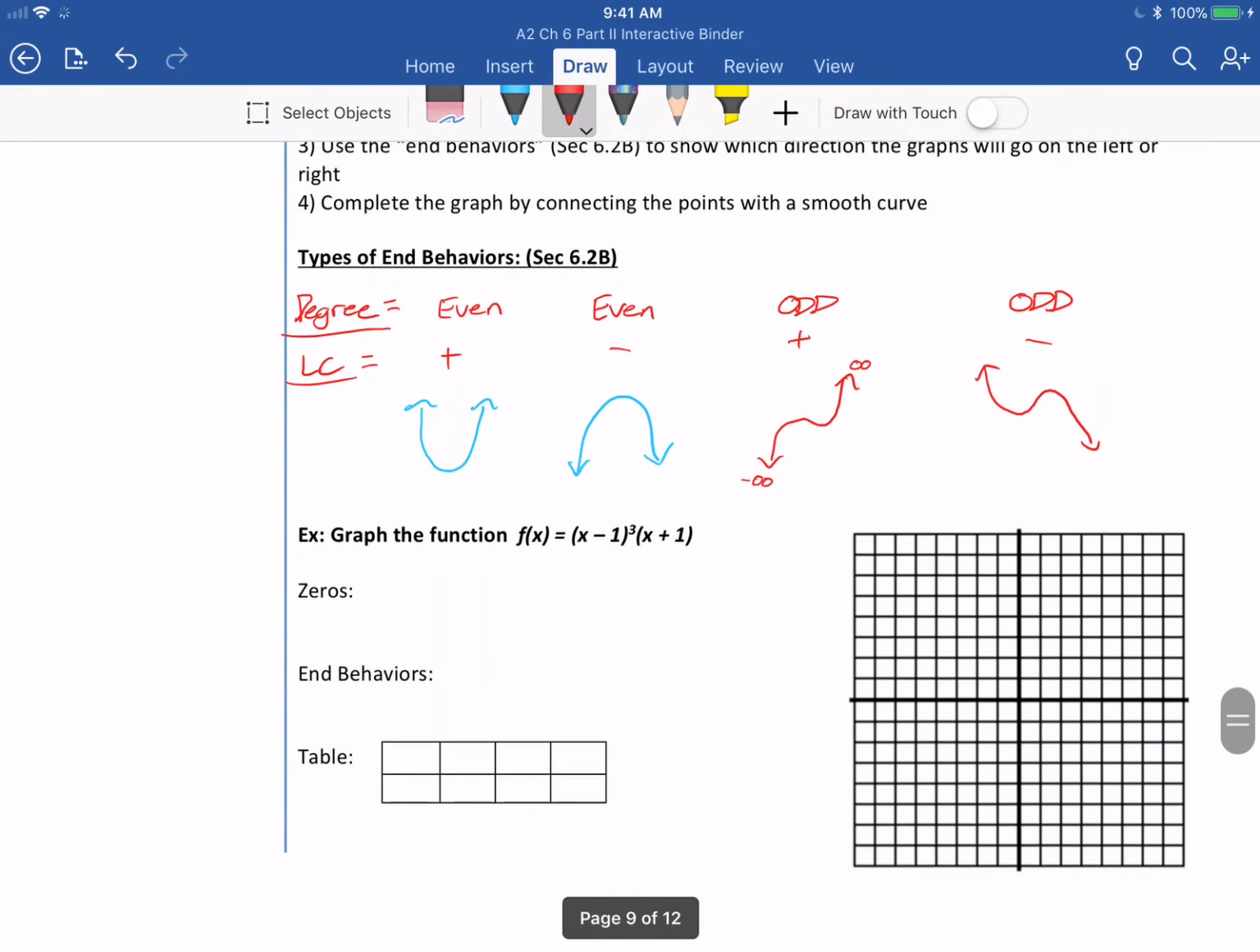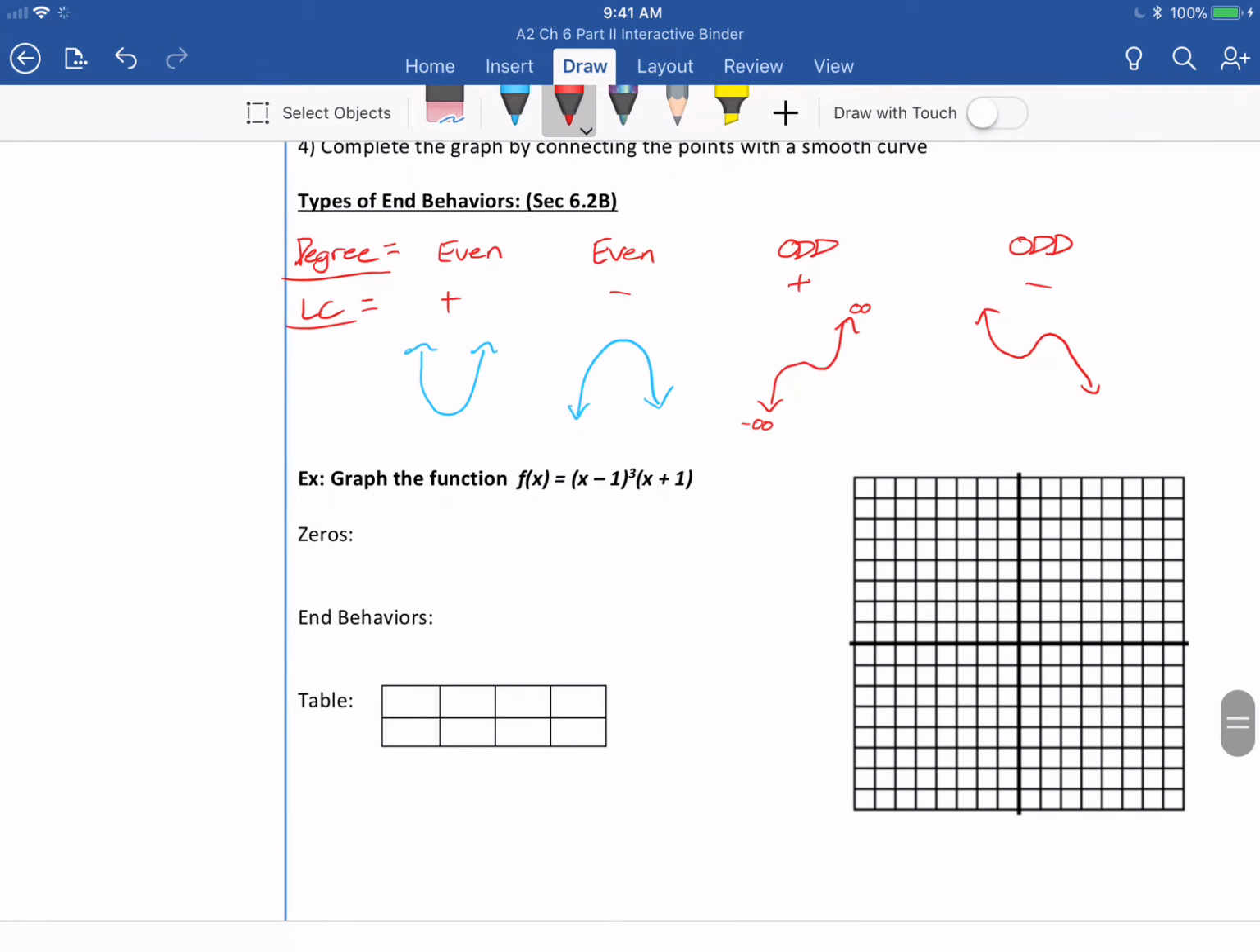All right, so I look here at my first example. It says zeros. So what are the zeros of this function? That's what it asks you. My zeros here, if I set these guys equal to 0. So if I set x minus 1 equals 0, I get x equals 1. And then if I set x plus 1 equals 0, I get x equals negative 1. So these are my zeros. I get x equals 1, x equals negative 1. So those are my x-intercepts. All right? So I have an x-intercept at 1 and negative 1. Those are my two x-intercepts.